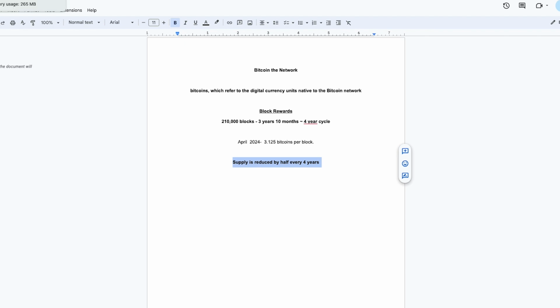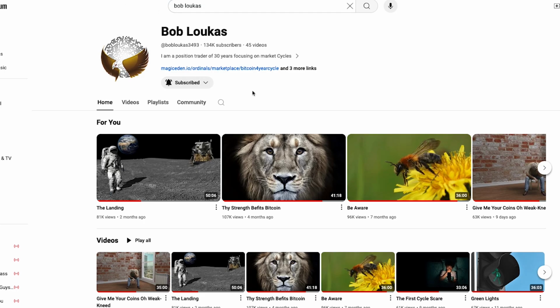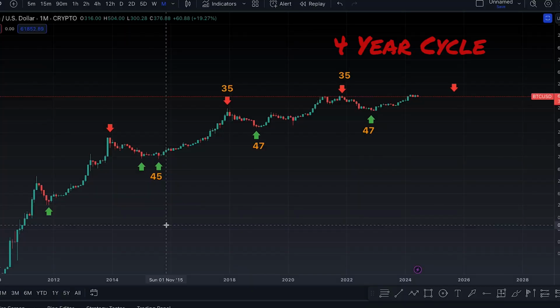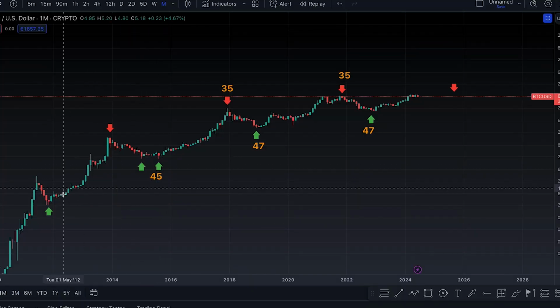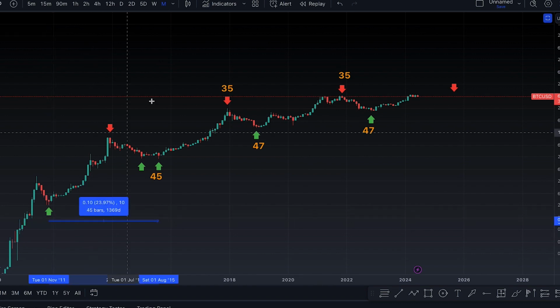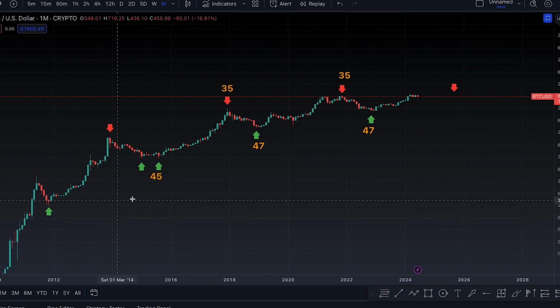Going in to the charts, we're going to start first with Bob Lucas, who pioneered the 4-year cycles. He was a position trader, is a position trader of 30 years, focusing on market cycles. He identified one in Bitcoin. Bob Lucas noticed that Bitcoin would bottom roughly 45 months from the last bottom. So here's the starting. This is 45 bars in months, 45 months.